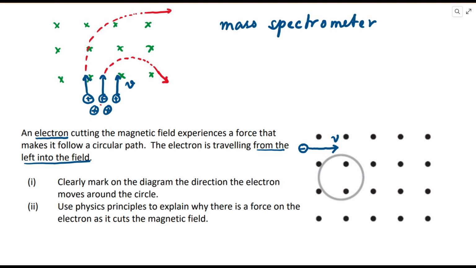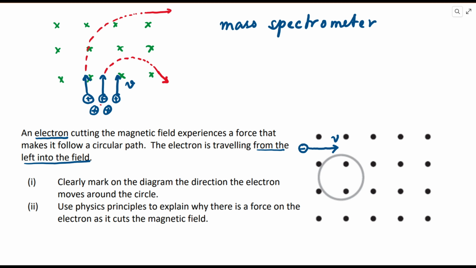What we have to do is clearly mark on the diagram the direction the electron moves around the circle. Basically we need to figure out which direction the Lorentz force is pushing this electron, and then based on that Lorentz force it will either bend this way or bend this way. So the Lorentz force will be either pushing it down or up. That's what we need to figure out first, and once we figure that out we will easily identify whether it is going to go on a clockwise circle or move anti-clockwise. So let's try to do that first.